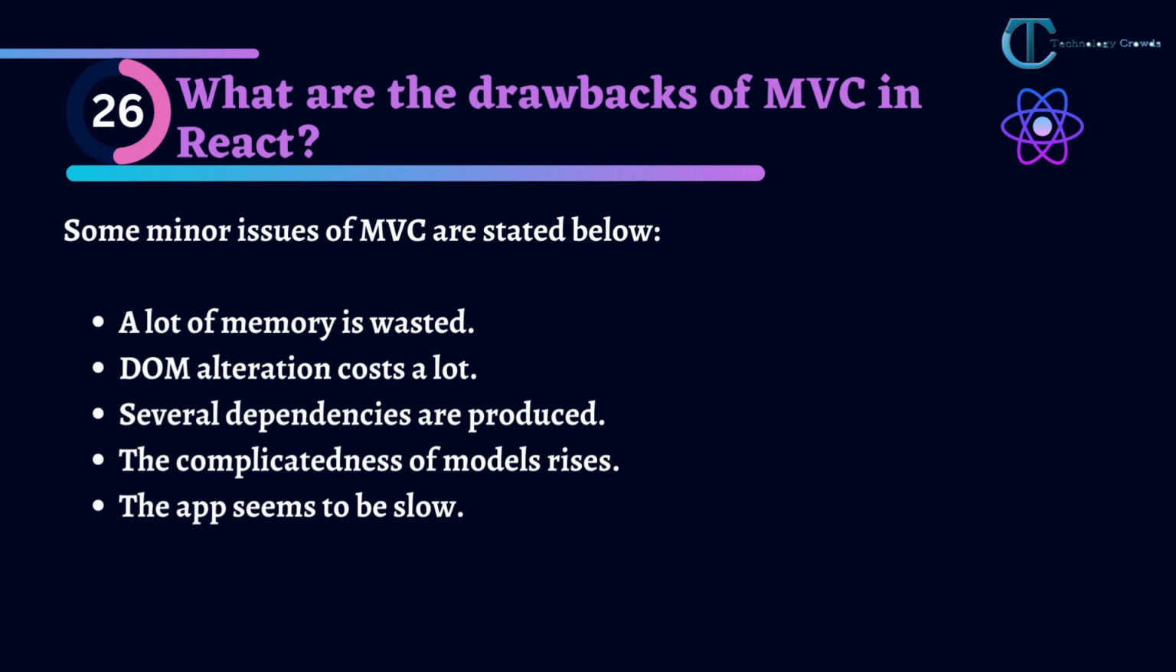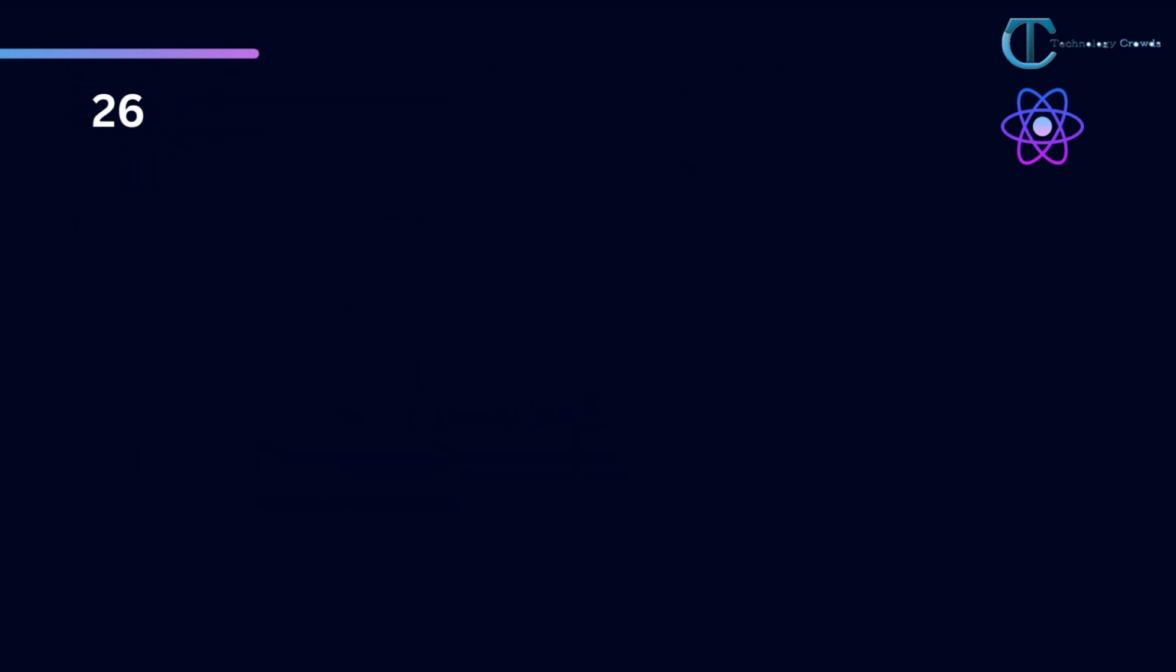26. What are the drawbacks of MVC in React? Some minor issues of MVC are stated below. A lot of memory is wasted. DOM alteration costs a lot. Several dependencies are produced. The complicatedness of models rises. The app seems to be slow.